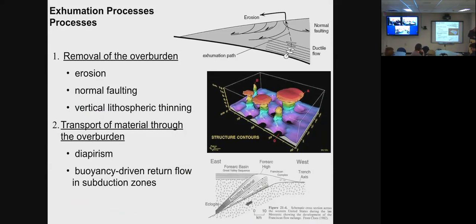Okay? The other group of exhumation processes involves vertical transport of material. Okay? Think of salt diapirs, for example. The salt gets exhumed in diapirs because of the buoyancy of salt in the continental crust, moving up and exhuming in the process. Okay? Return flow in subduction systems is also a buoyancy-driven process where rocks that are buoyant will come back to the surface. Okay?